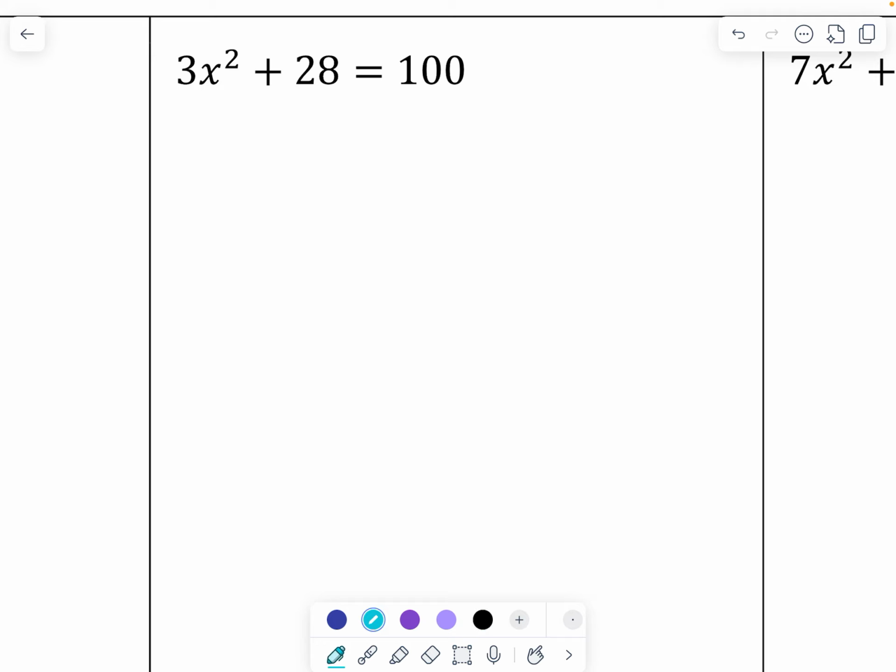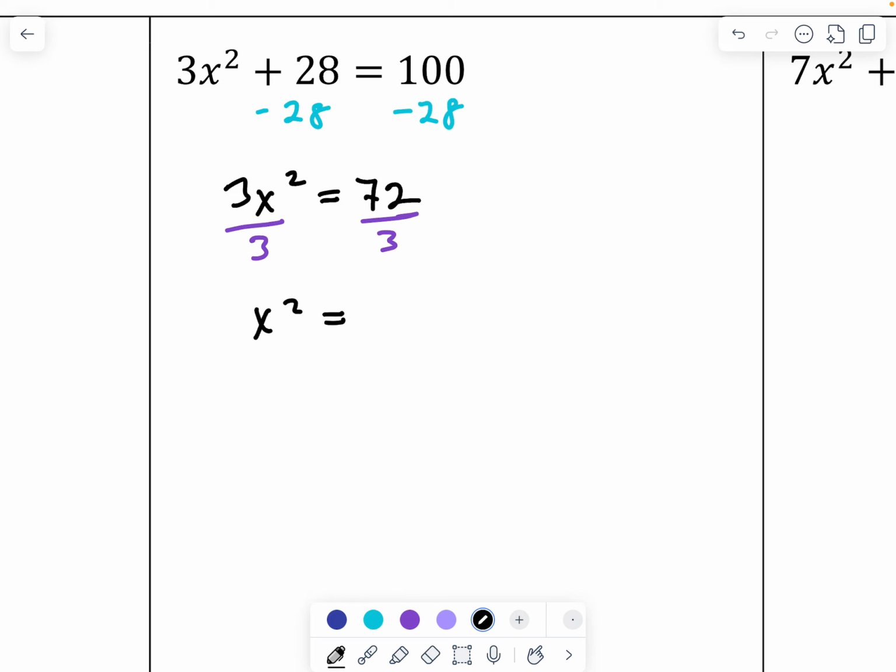First step, subtract 28 from both sides. We have 3x squared equals, what is that, 72? Divide by 3. We have x squared equals 72 divided by 3. What is that? It's going to be 24.